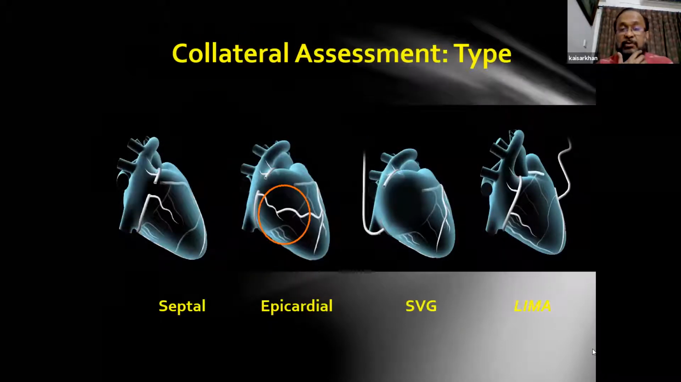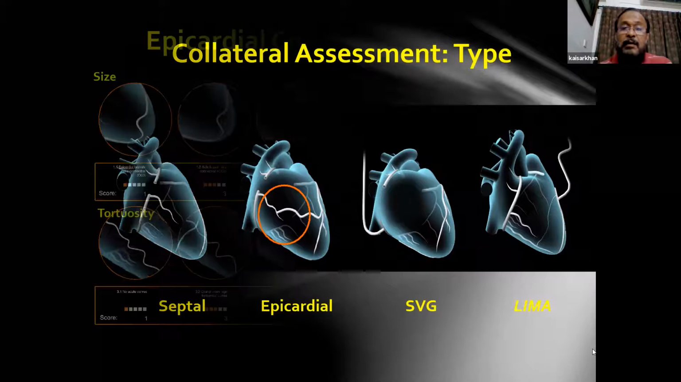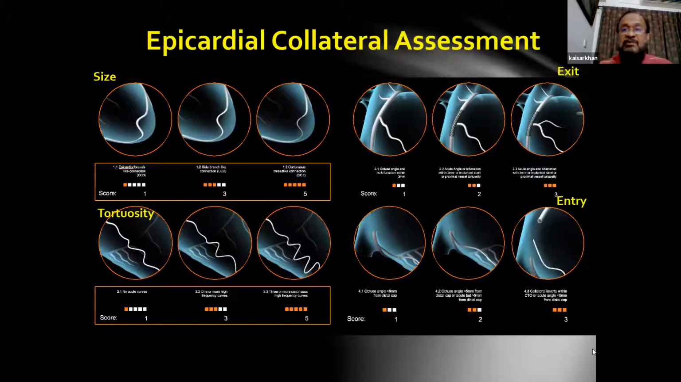Now, the next collateral, epicardial, which we use less, because if you perforate an epicardial channel, there will be pericardial tamponade. Septals are usually benign. So again, epicardial has some characteristics like its size, its tortuosity, its entry. You have to consider all these things and be very careful to negotiate it, because if it perforates, it might cause pericardial tamponade, and then you have to close both ends of the collateral, not one end.